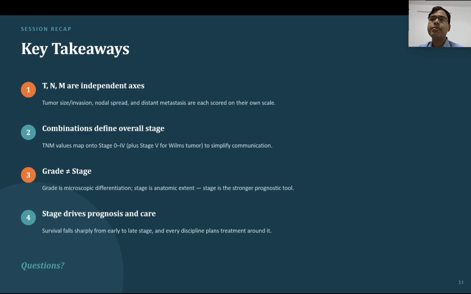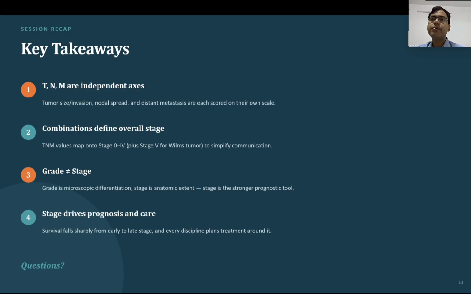All of our plans, whether it is doctors, all of the patients are going to go through you. So you must have a fair understanding of what we are talking about: T, N, M. So tumor invasion, TNM are independent axes. Tumor size and invasion decides the T, how much it has spread to the nodes decides the N, and whether it has spread to distant sites or not decides the M. A combination of all three will decide the stage. That means how long the patient has to live. Exceptions being stage 5, that is Wilms tumor.